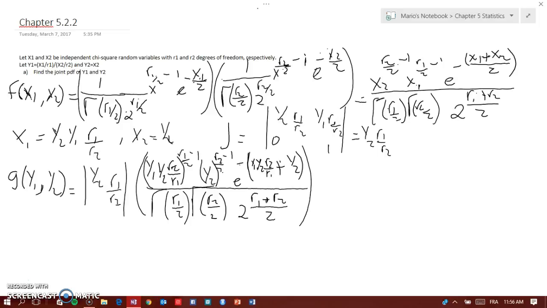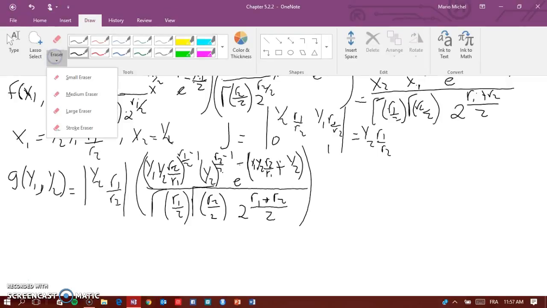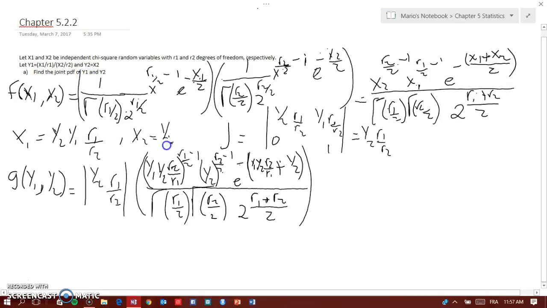Yes, I know it's ugly, but as I had warned you already, it would be ugly. So this is the joint PDF of y1 and y2. I hope it makes sense. I hope you guys understand it. Okay, it may not make sense, but I hope you guys understand and you can do yours.